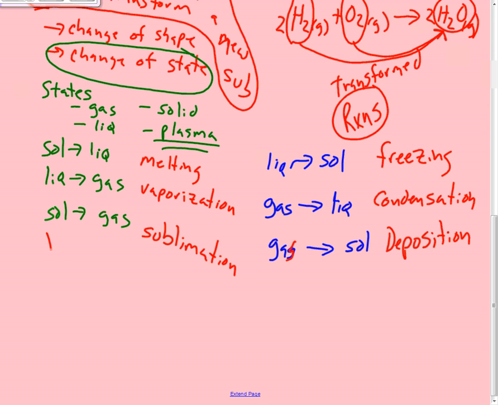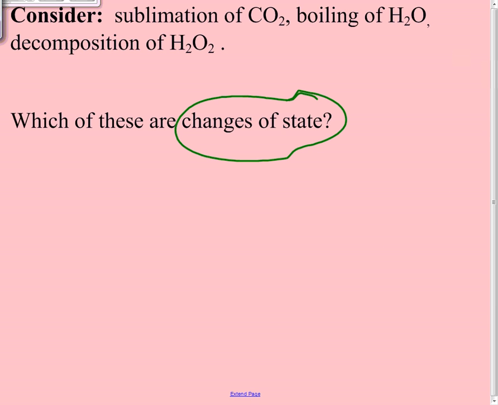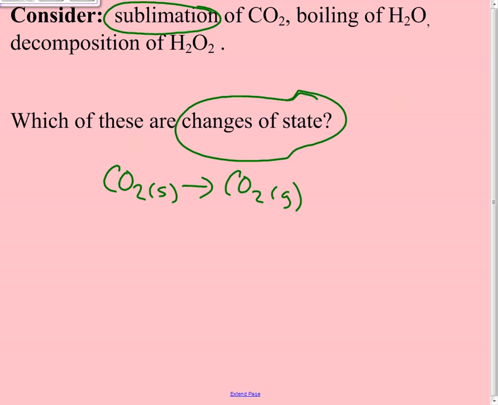So these are my changes of state. And remember, all these changes of state are what kind of changes? They are physical changes, not chemical changes. Okay, so let's see if we can answer this. Consider sublimation of carbon dioxide. What did we say sublimation meant? It meant I go from carbon dioxide solid directly to carbon dioxide gas. Is that a state change? Yes, it is. It is a change of state.